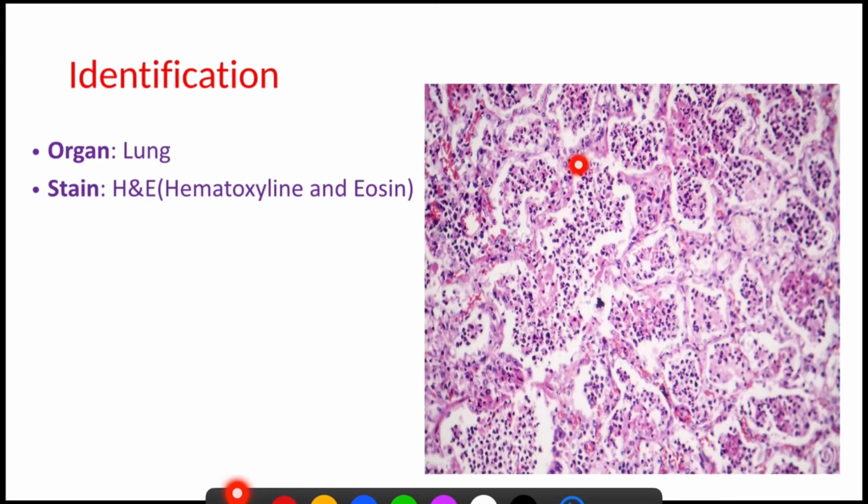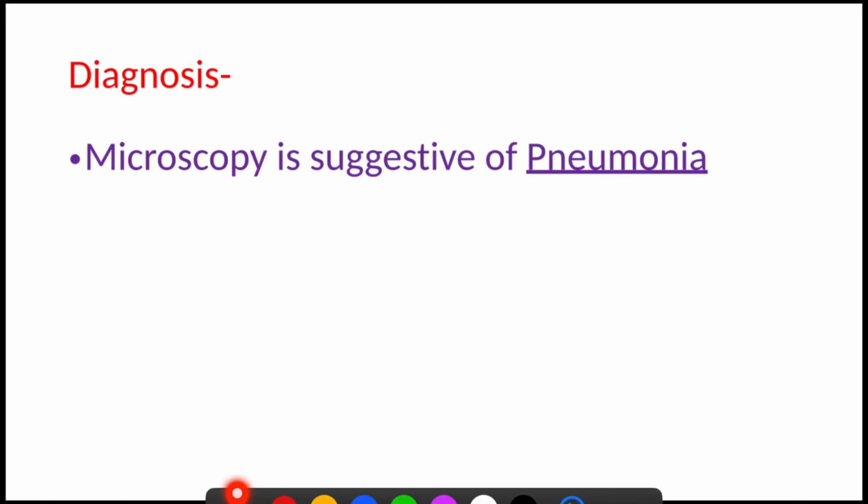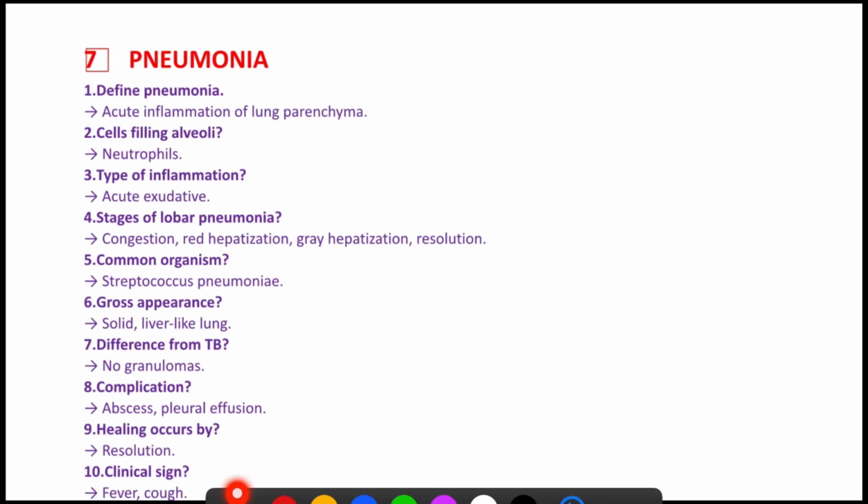Here the alveolar wall and lumen of alveoli contain plenty of polymorphs. Now, microscopic features you write down: alveoli filled with exudate, neutrophils and some fibrin material if you can identify. These are the alveolar septa, which are generally congested, and there is loss of air spaces. So these are suggestive of pneumonia.